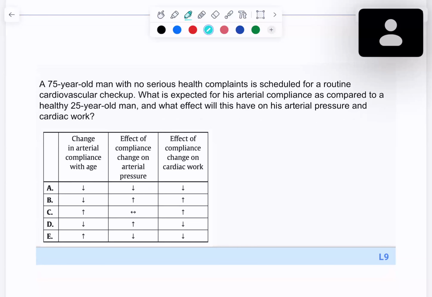So, a 75-year-old man with no serious health complaints is scheduled for a routine cardiovascular checkup. What is expected for his arterial compliance as compared to a healthy 25-year-old man? And what effect will this have on his arterial blood pressure and cardiac work? They're basically asking you, how does aging affect the arteries?